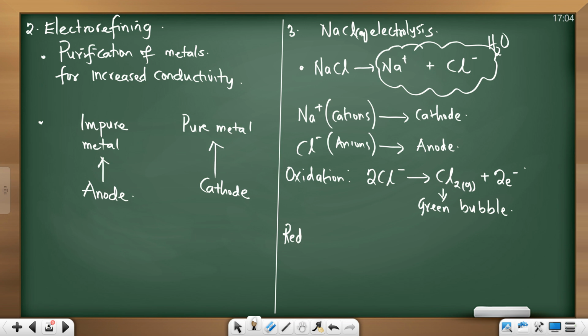What about reduction? What are you expecting? Sodium to be reduced. But sodium will not be reduced. Water would be reduced: 2H2O plus 2e to give me H2 plus 2OH minus.